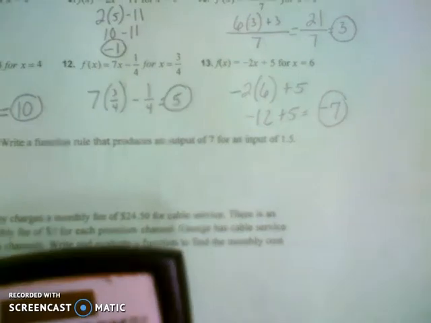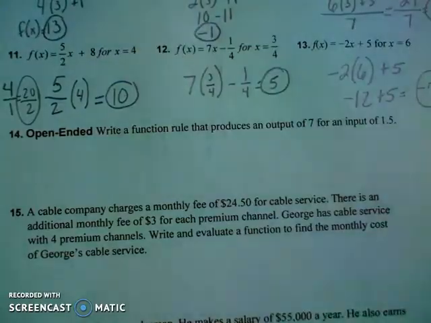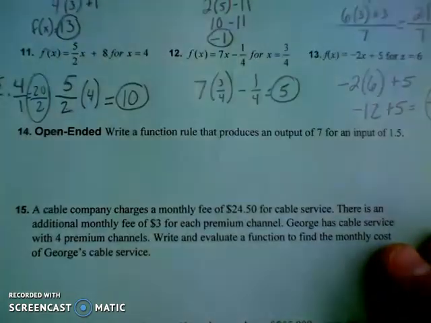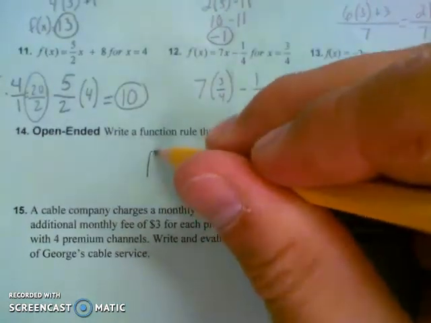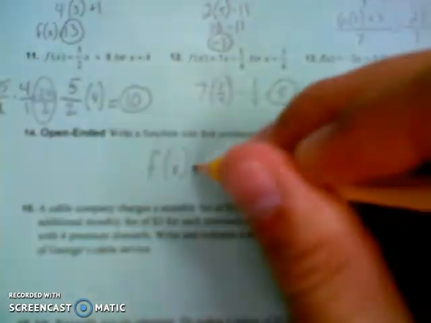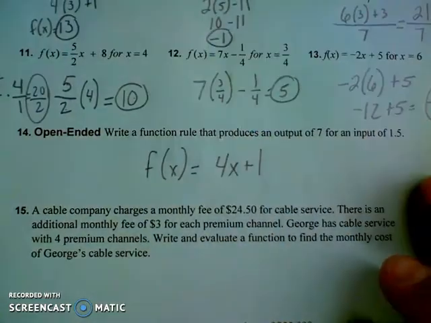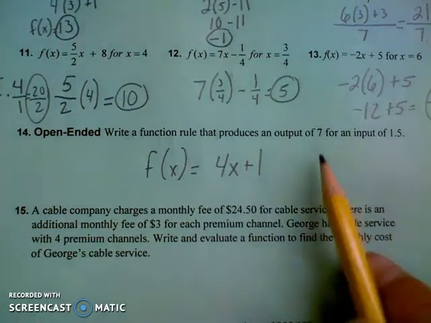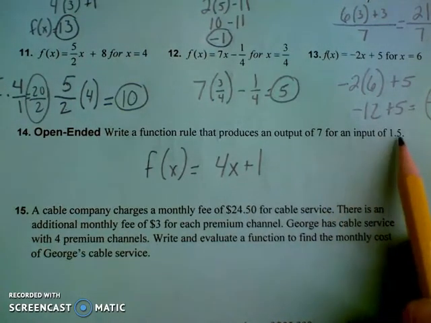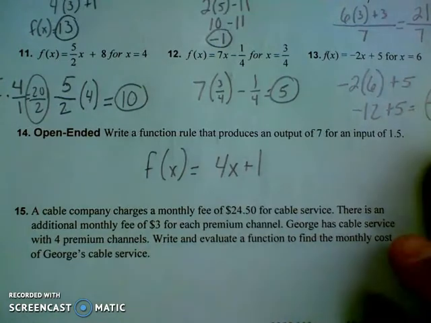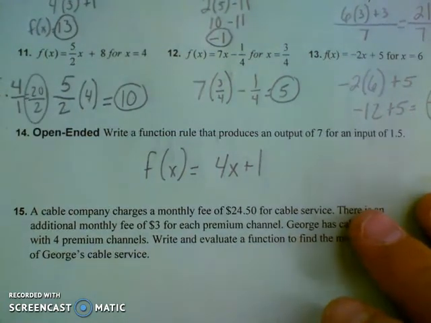Okay, number 14. Write a function that produces an output of 7 for an input of 1.5. Answers may vary. An easy one you could do would be function of x equals 4x plus 1. So output of 7. So you put 1.5 in here times 4, right? 1.5 times 4 is 6. 6 plus 1 is 7. So that's an easy function to do that with.